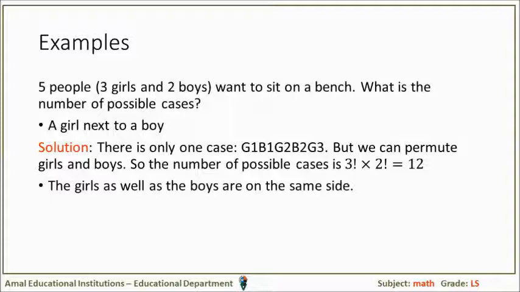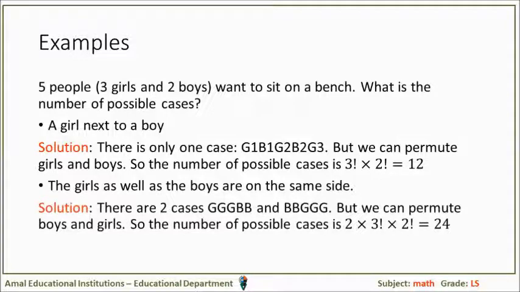The second case, what is the number of cases such that the girls as well as the boys are on the same side? Exactly, we have two cases. First, we place the girls, then the two boys, or we can place at first the two boys, then the three girls. But also we can change the places of the boys and the girls. So the number of the possible cases is 2, since we have two cases, times 3 factorial, which is the permutation of the girls, times 2 factorial, which is the permutation of the boys, which is 2 times 6 times 2 equal to 24.